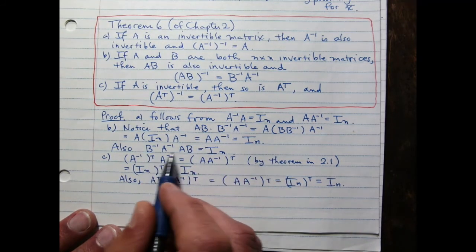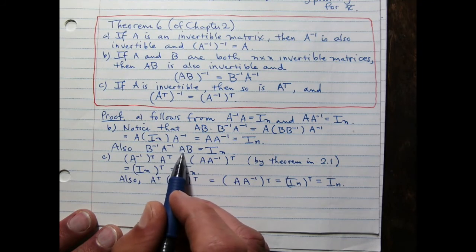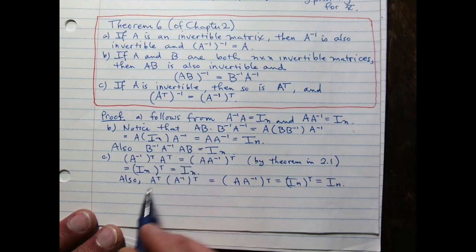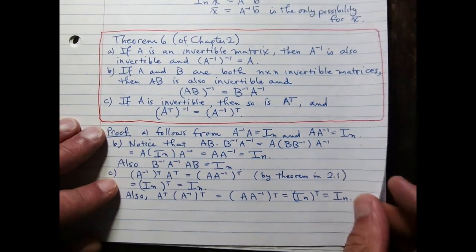So you can also verify that B inverse A inverse times AB on the other side equals the identity matrix. I didn't write out those steps. I think I'll let you look at part C on your own.